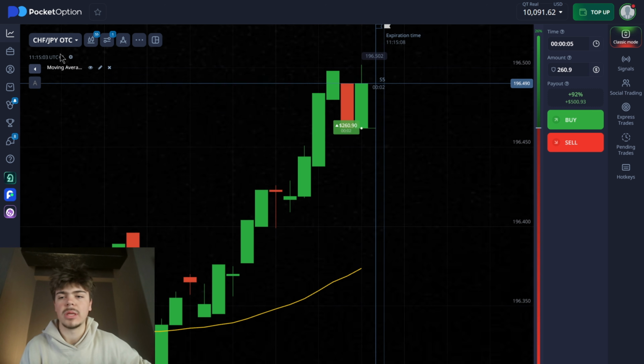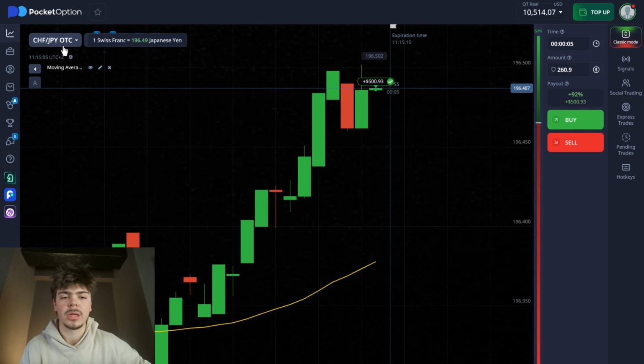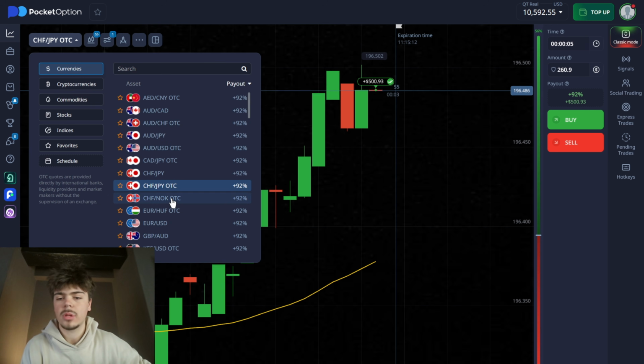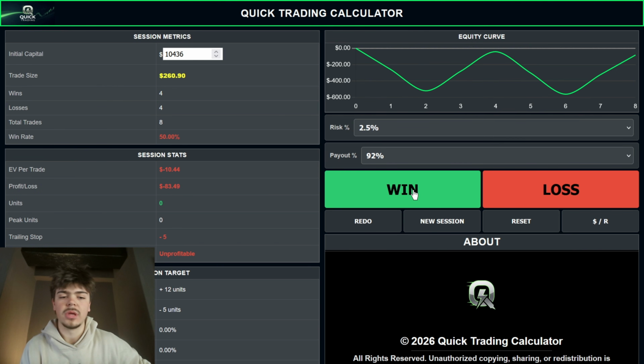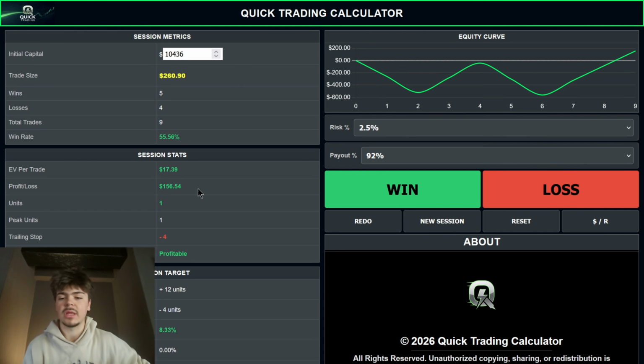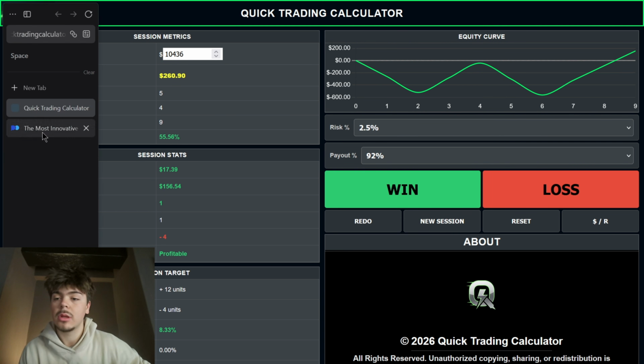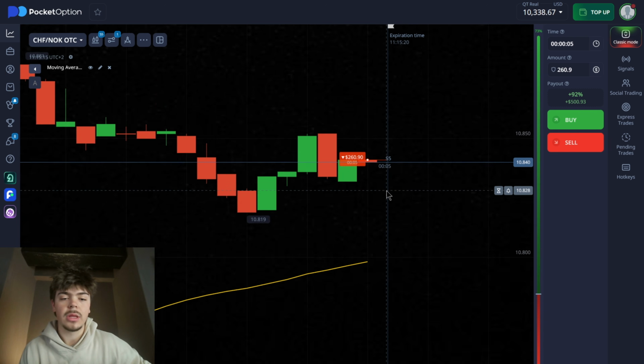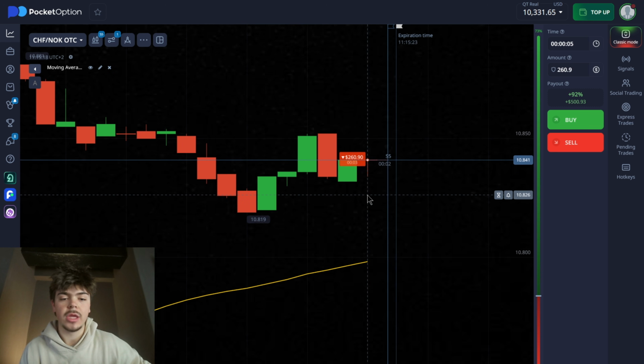Okay, this is going to be an easy win according to my normal setup that I follow. So let's go and add in the win over here. Beautiful stuff. Okay, that puts us up 1 unit. Let's keep going. Looks like we're entering a ranging market over here.